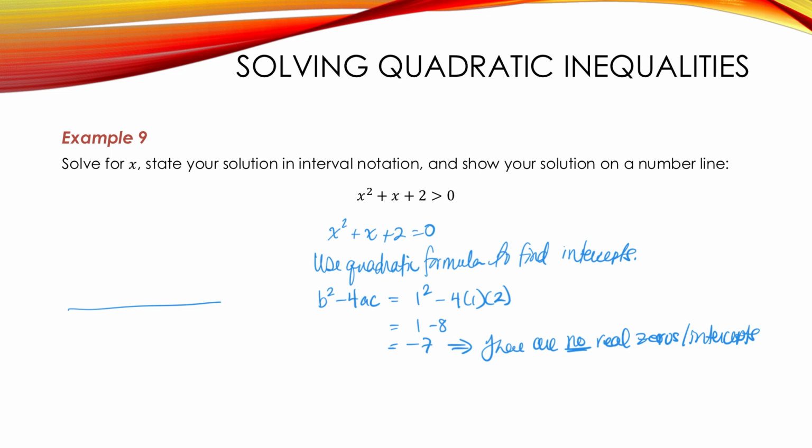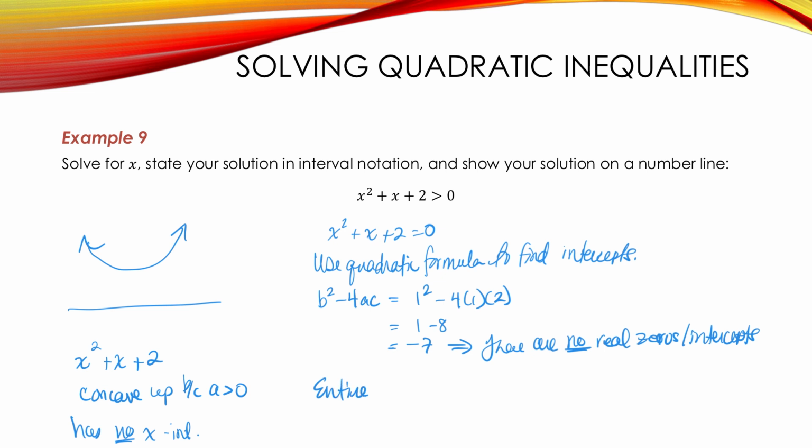So if I have the x-axis, I also know that x squared plus x plus 2 is concave up again because a is positive. And it has no x-intercepts, which means the entire function is above the x-axis. So we would know that the entire graph is above the x-axis, which means the entire graph is greater than or equal to 0. That's what it means. It's always positive is what we're saying here.